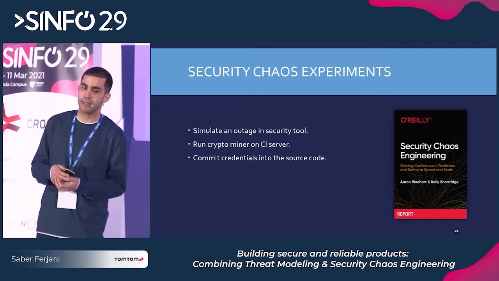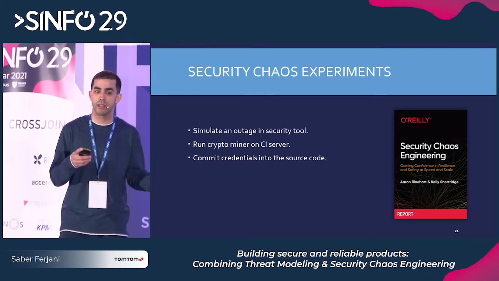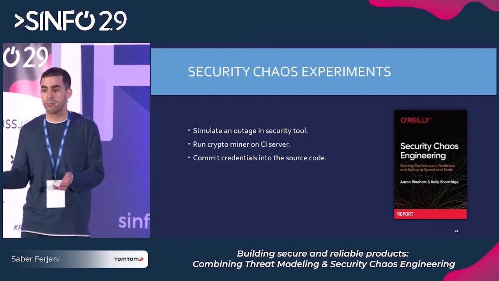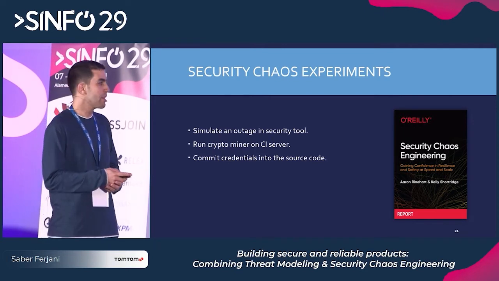Another example would be, let's try to commit secrets or credentials or passwords directly in the source code. This is not a good practice, but at what stage is this going to be detected? Is it going to be detected by the SAST, or is it maybe someone in the code review who will say, no, we should not do that?